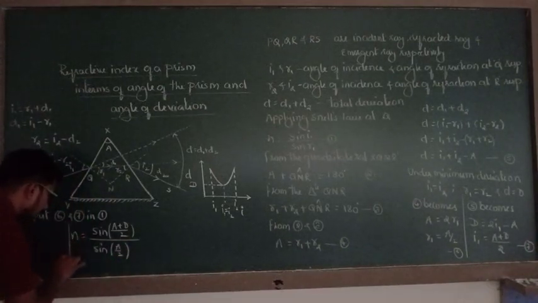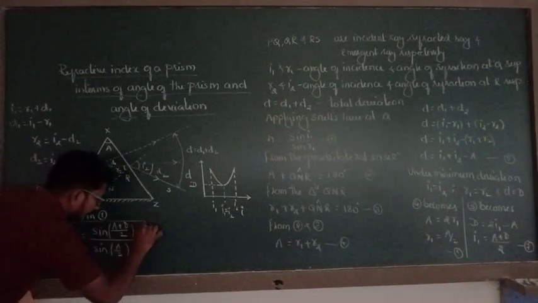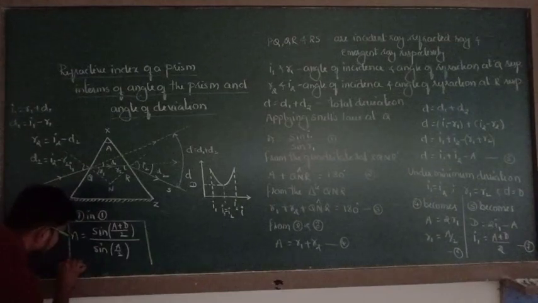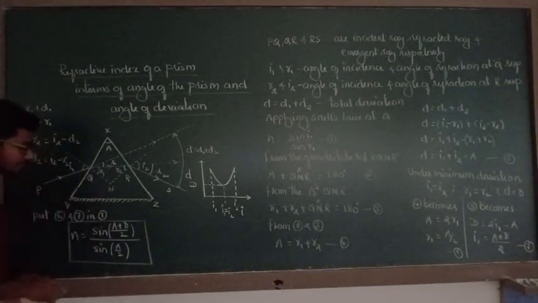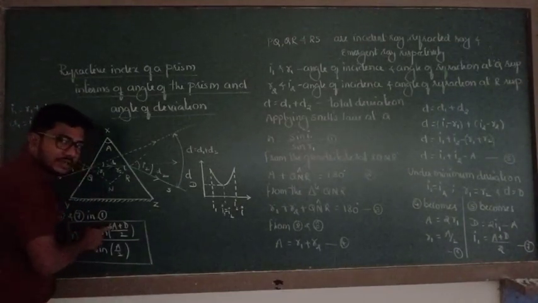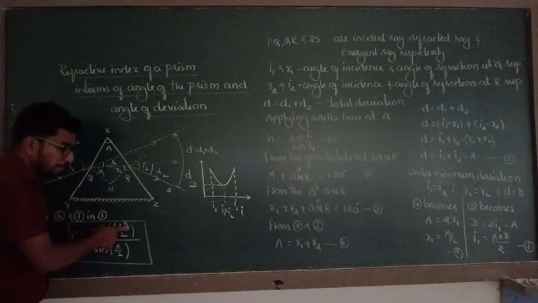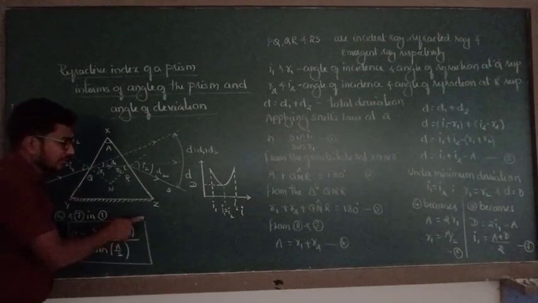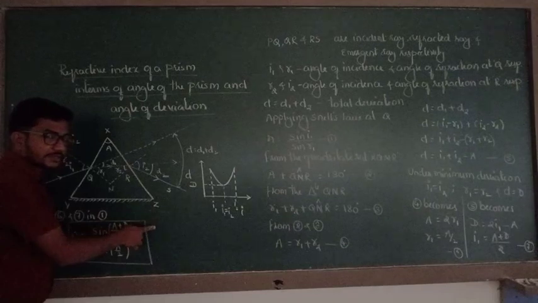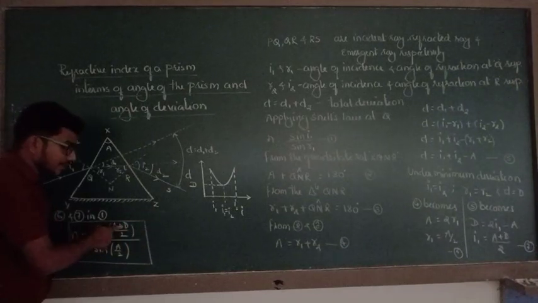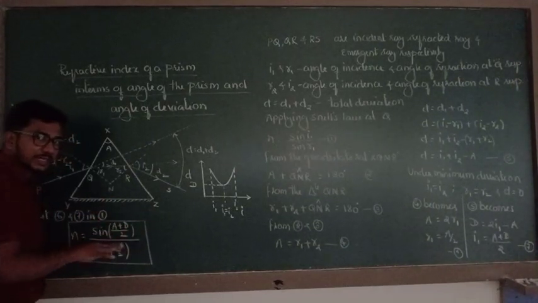So this is the expression for refractive index of material of the prism in terms of angle of the prism and angle of minimum deviation. In general, small d represents deviation and capital D represents minimum deviation.